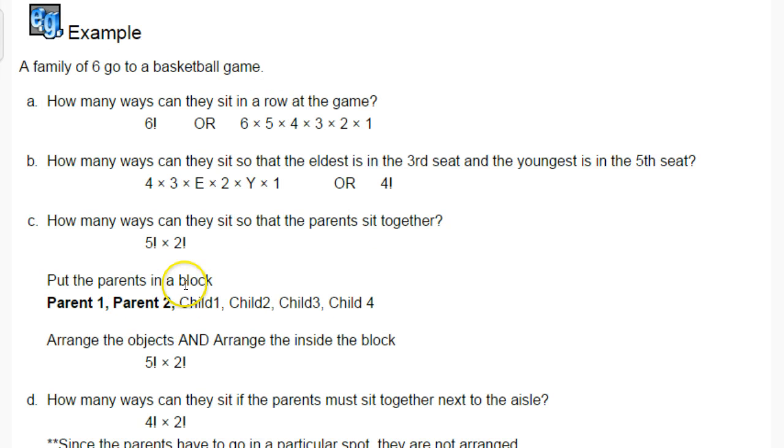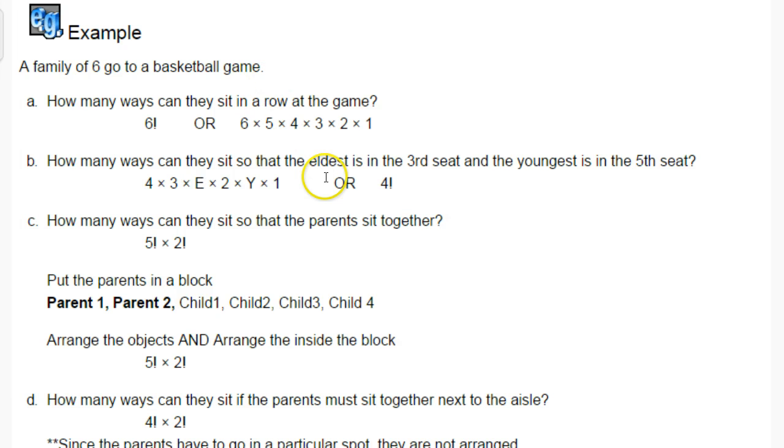So, for example, a family of 6 going to a basketball game. How many ways can that family sit in a single row at the game, assuming there are 6 seats side by side? Well, surprisingly, there are a lot of ways: 6 factorial, or in this case 720 different ways.